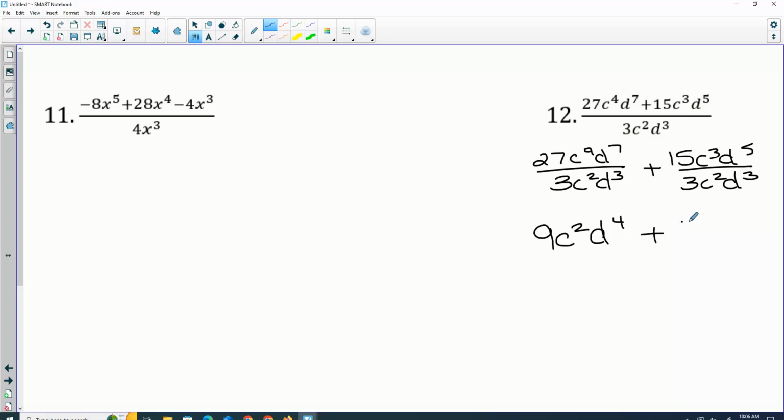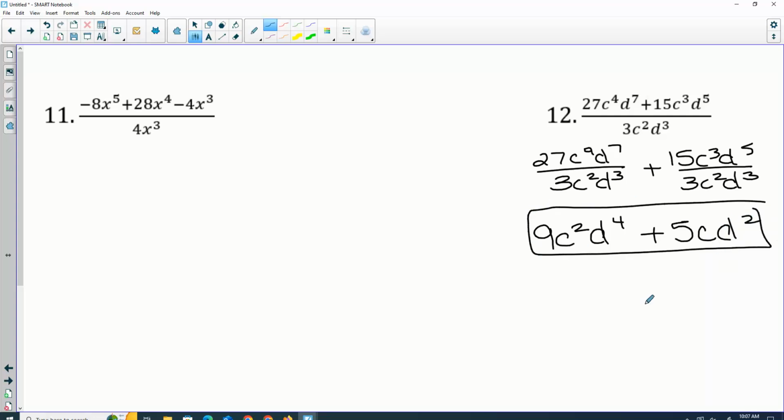15 divided by 3 is 5. C to the third over c squared. 3 minus 2 is just 1. D's, 5 minus 3 is 2. So that's our final answer.